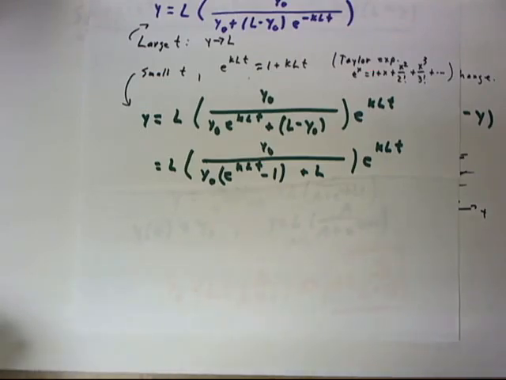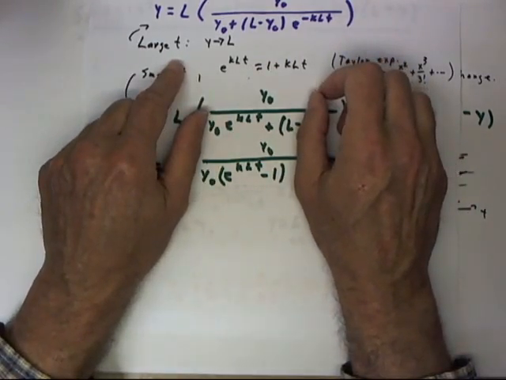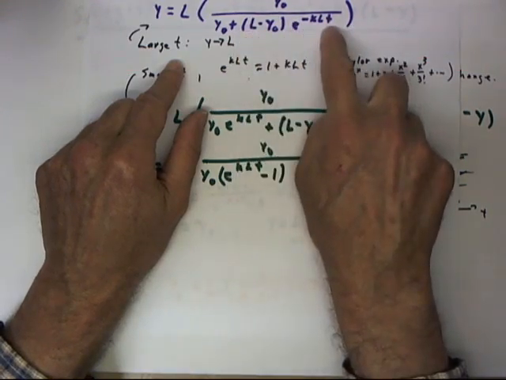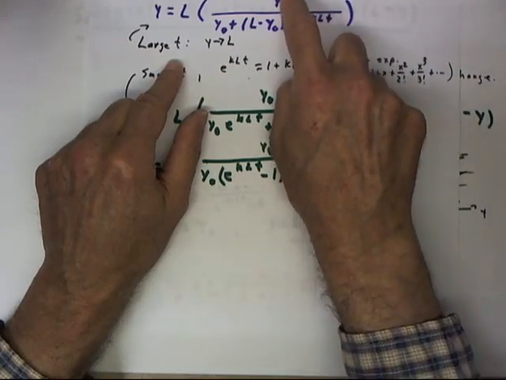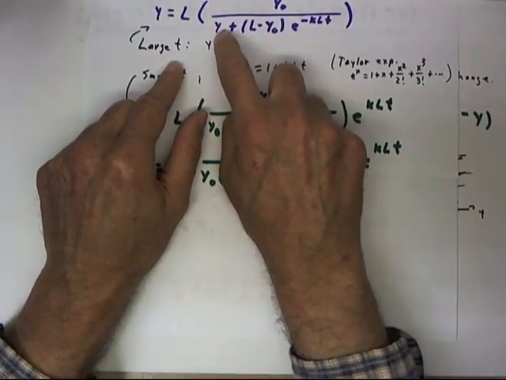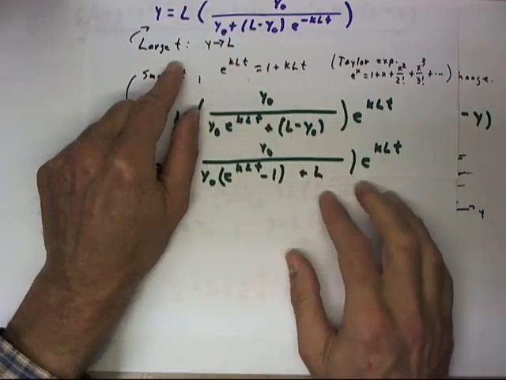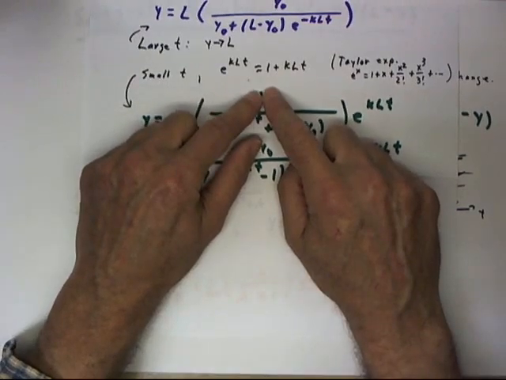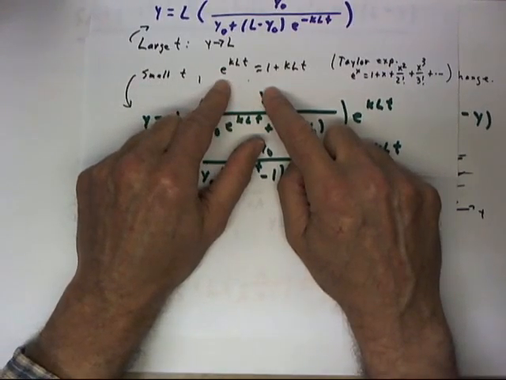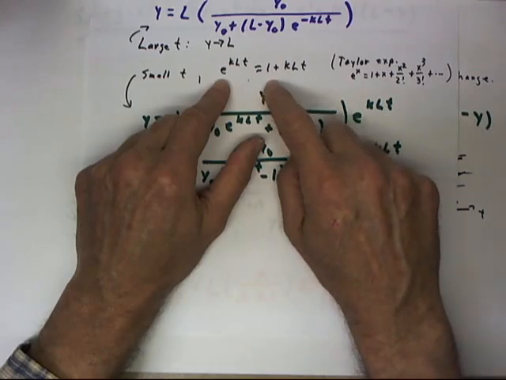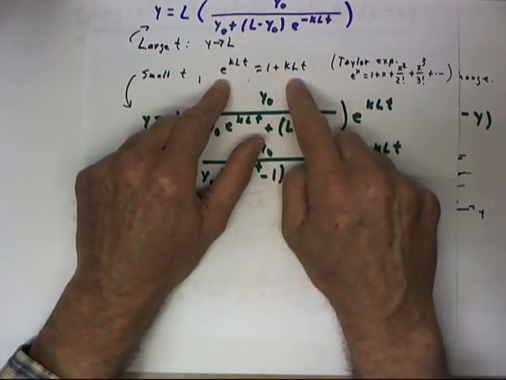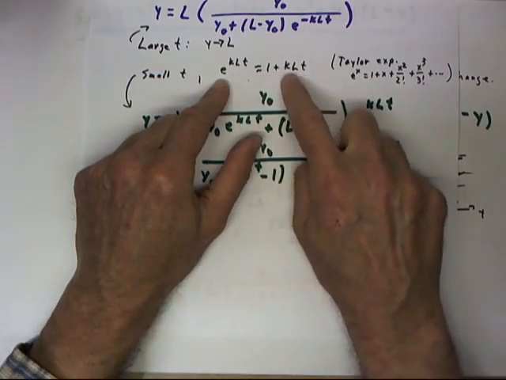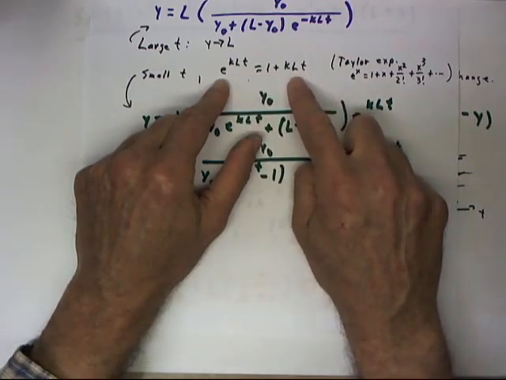Now, obviously, when t is large, e to the negative klt is close to 0, making this term close to 0, making this quantity close to y naught divided by y naught, which is 1, so that y is approaching L. For small t, we're going to make use of the fact that e to the klt, if t is small enough, is approximately equal to 1 plus klt. Now I said if t is small enough. I mean if t is small enough that klt itself is a small number.